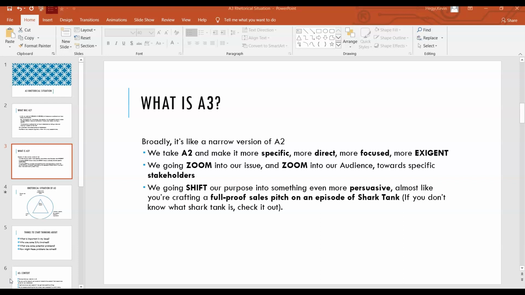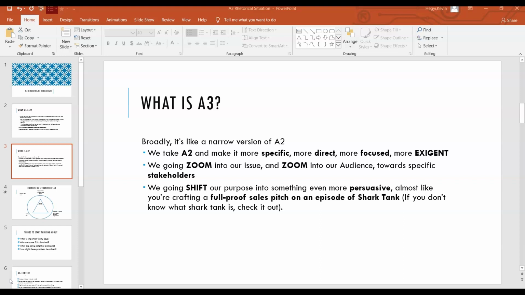So for A2, we took these broader topics about wind energy and specific methods of nuclear storage. And now we're going to zoom into those and find specific things that we can propose to perpetuate the side that we're arguing, or something along those lines. So we're going to zoom into our issue. We're going to zoom into our audience and go more towards specific stakeholders, moving towards specific people as opposed to groups. We're going to shift our purpose into something even more persuasive, almost like you're crafting a foolproof sales pitch on an episode of Shark Tank.